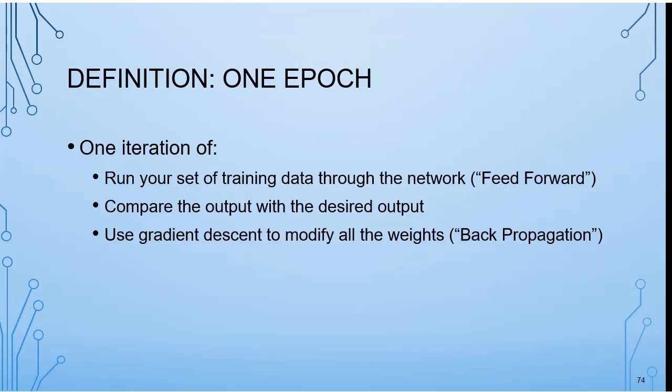So, a definition: you may have heard of epochs, right? When people are talking about neural networks, an epoch is a single iteration of running your data through the network, right? So we talk about feed forward, right? If we have our layers of our network, it's pushing your input data through the network. You get your output, you compare that with the desired output, and then you use what they call backpropagation to use gradient descent to modify all the weights, right? So that's just what people mean when they talk about a backpropagation approach.